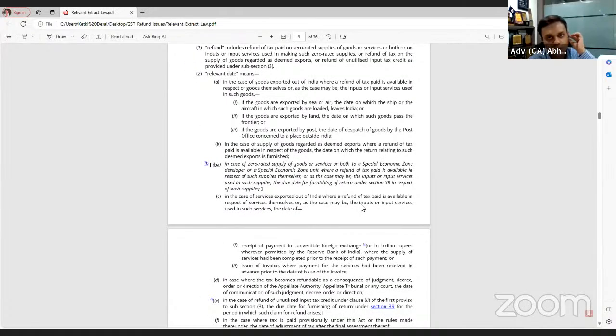In case of deemed exports, the relevant date would be the date on which the return indicating the supply in question is furnished. So this is broadly the law. Then we have section 147 of the CGST Act, which grants power to the government to notify certain supplies as deemed exports.